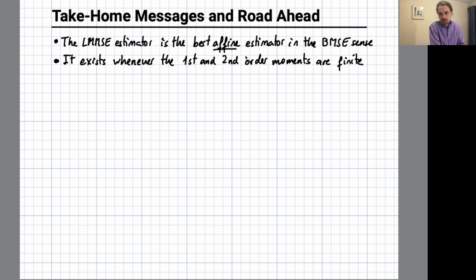So the only possibility for this estimator not to exist is that these first and second order moments are not finite, right? So as you may know from probability theory, for some distributions the mean and the covariance are not finite, right? So for instance, for the Pareto distribution with certain parameters, but I mean, for most distributions that we encounter, these moments are finite, okay? And therefore the LMMSE estimator exists.